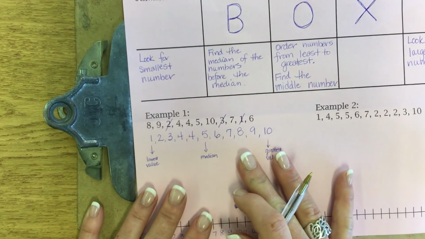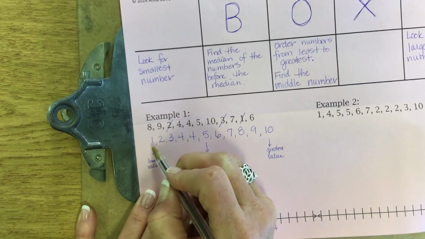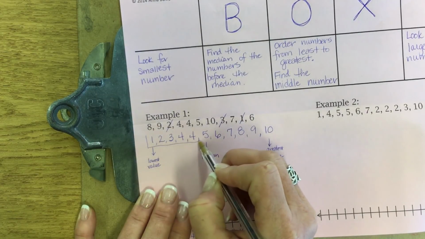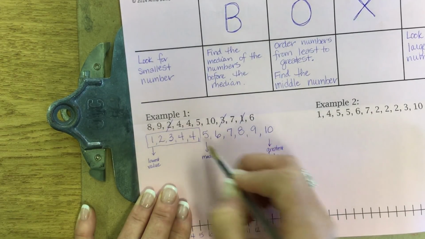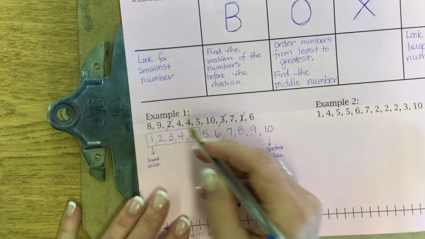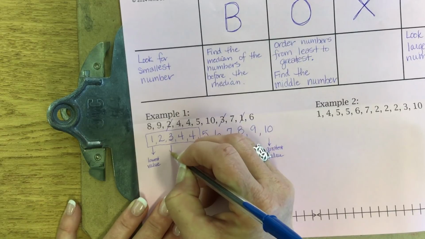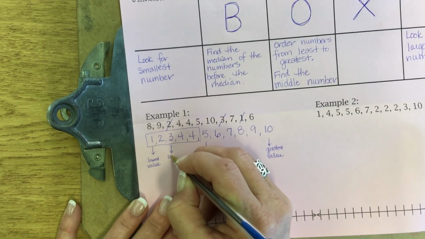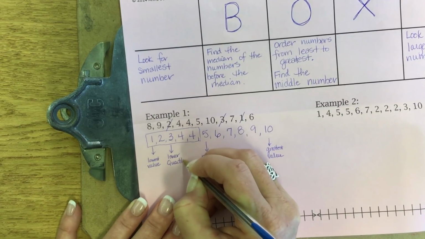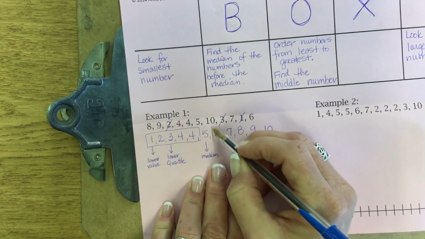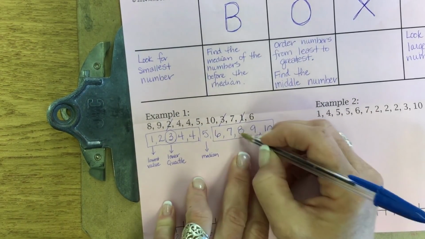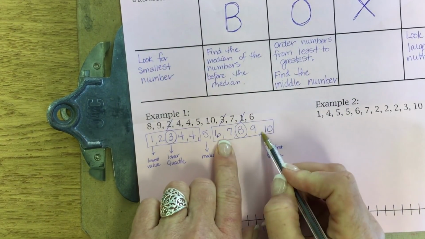So now I have this set of data right now, right? Okay. I found my median. Now I need to find the median again, which is the 3. So what this is now called is the lower quartile. Okay? And I'm going to do the same thing over here. I'm going to find the median.